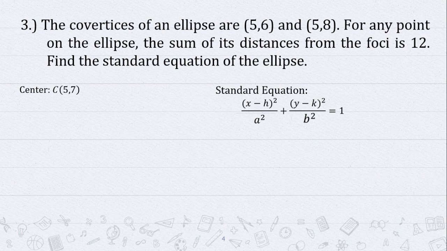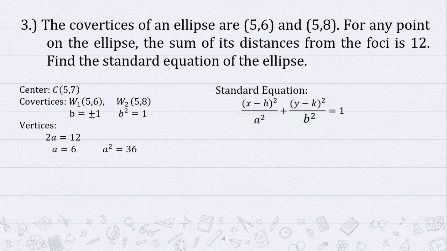Remember that our covertices are b units away from the center, which means to say our b here is equal to positive or negative 1, making our b squared equal to 1. Now, recall that the sum of the distances from the foci to any point is equal to 2a. Our given states that it is equal to 12. Therefore, 2a is equal to 12. To get the value of a here, we will be dividing both sides by 2, having a result of 6. Therefore, our a squared here is equal to 36.